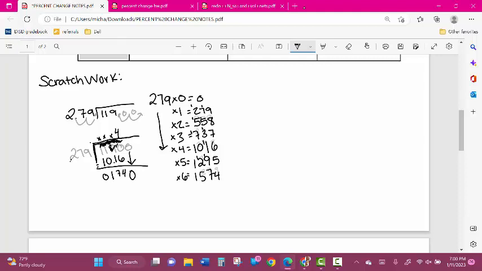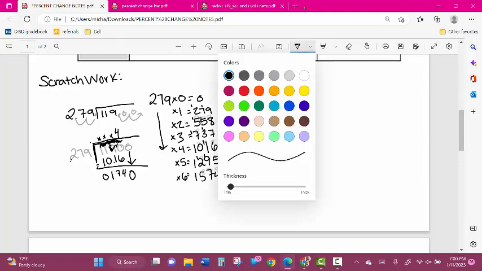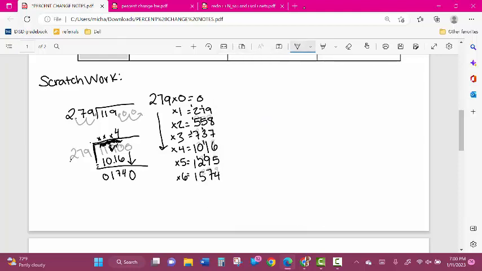279 is close to 200. This is 1500. This is 1700. So 1500 plus 200, maybe it fits, maybe it doesn't. If I'm unsure, I can always add in another 279. That doesn't hurt. So let's add in another 279. If I do that, that'll get me the next multiple of 279. So 279 times 7. Okay, so 4 plus 9 is 13.